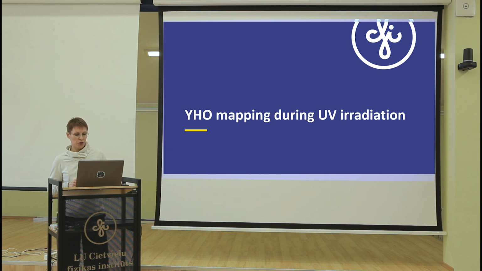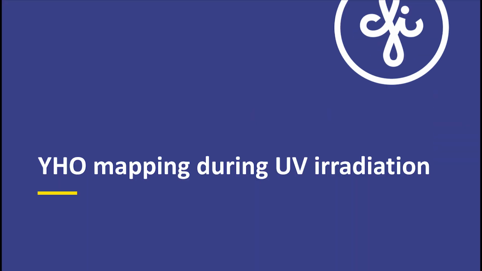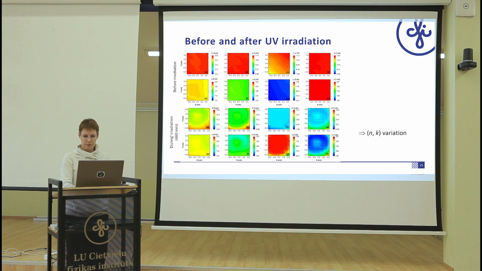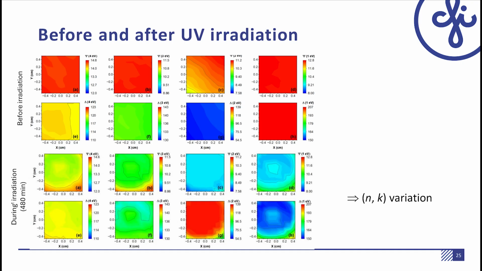Now let's see some examples of yttrium hydroxide mapping during UV radiation. These are spatial maps showing psi and delta at selected photon energies. So we have here the psi at 4, 3, 2, and 1 electron volt. The same for delta, measured at 1 by 1 centimeter large area of the sample before irradiation. And then we were repeating these measurements during irradiation.